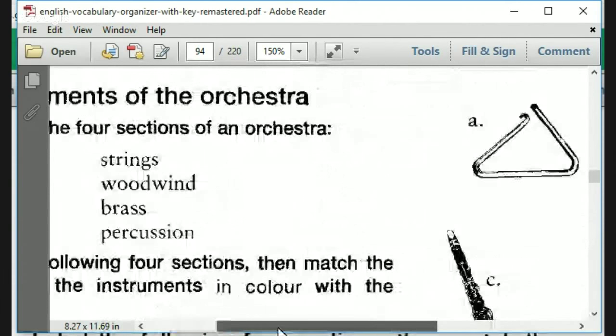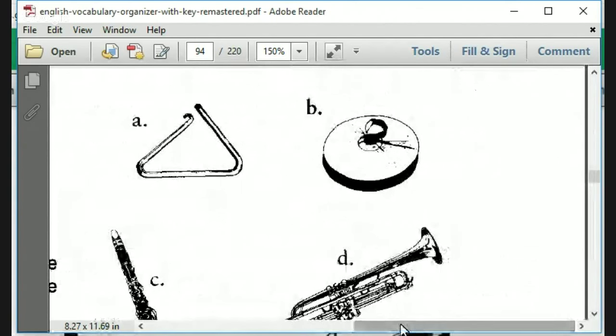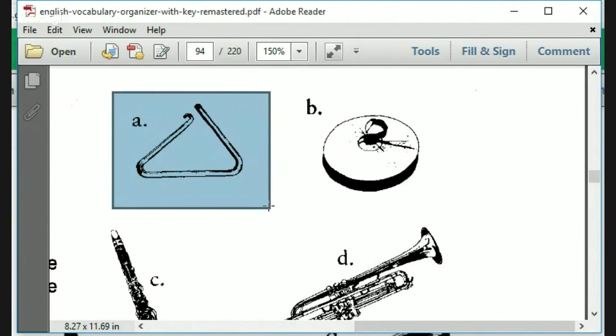All right. Let's see how good you are at identifying some common orchestra instruments. A. What's that? Triangle. Can you play the triangle? Yeah, maybe. Basically, every human with arms can play the triangle. That's the instrument they give to the really non-musical person in the band. Here, you stay back here and play the triangle.